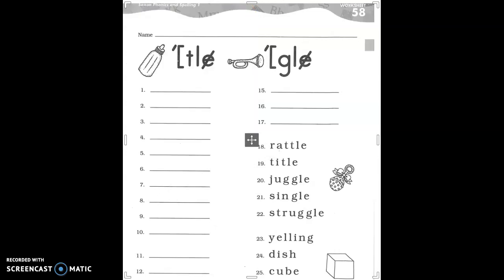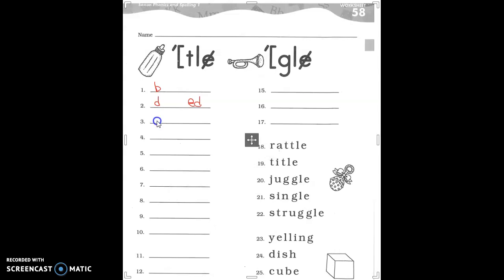Saxon Phonics Lesson 58 Worksheet. Number 1, B. B. Number 2, D. D. And sometimes ED can sound like D. Remember, our B has a belly and our D has a diaper.